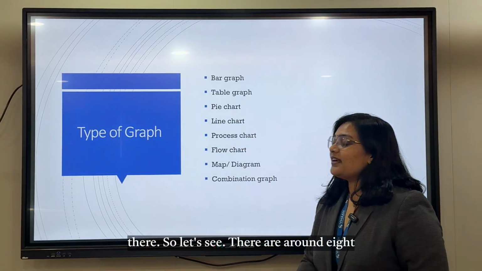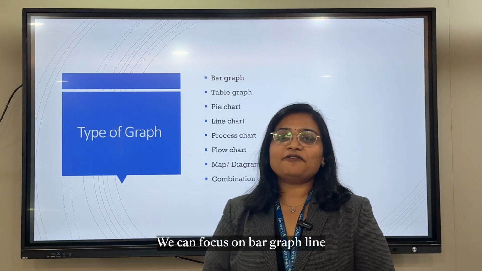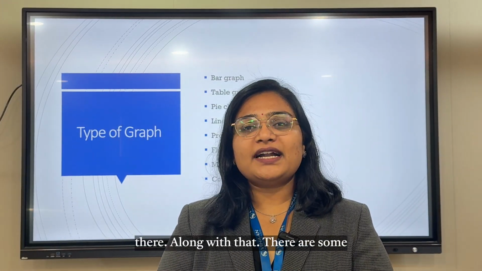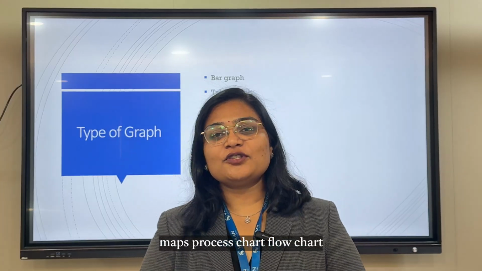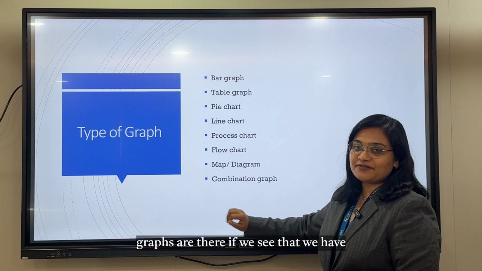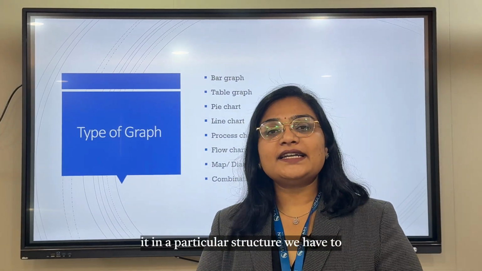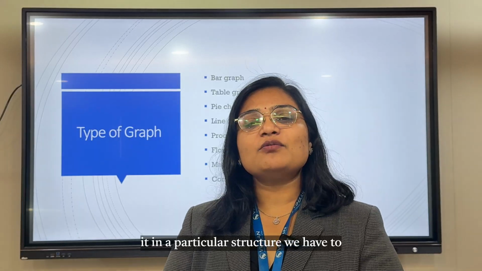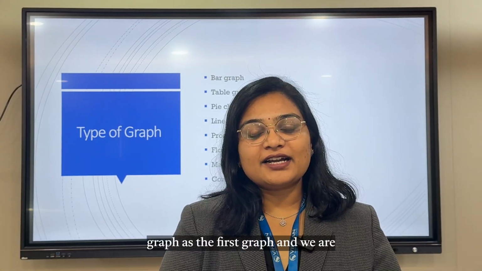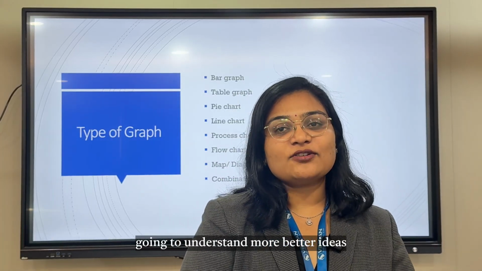So let's see, there are around 8 different types that we have to study. First we can focus on bar graph, line graph, table and pie charts. Along with that, there are maps, process charts, flow charts, and complicated, complex graphs. We have to understand the task and write it in a particular structure, so we have to understand each of them. Starting from today, we are going to have the bar graph as the first graph, and we are going to build a better understanding of it.